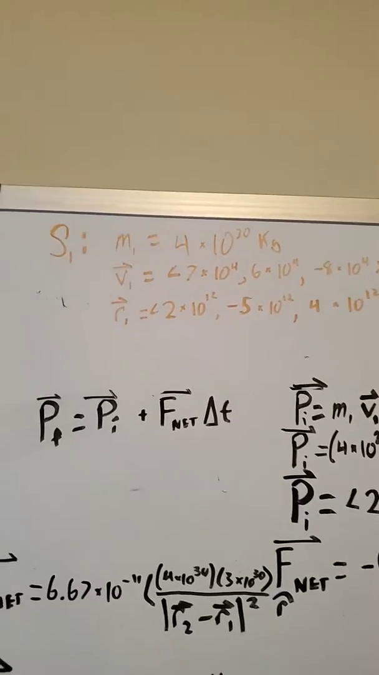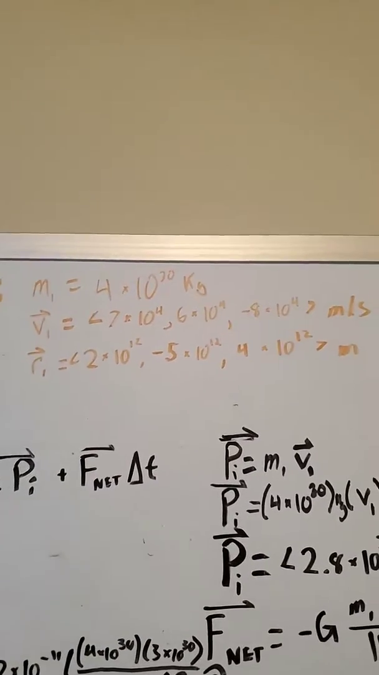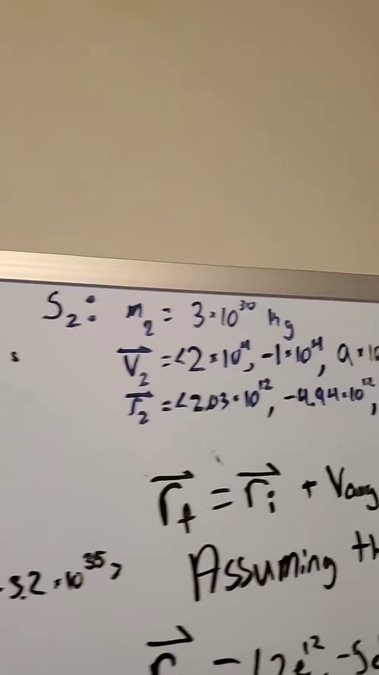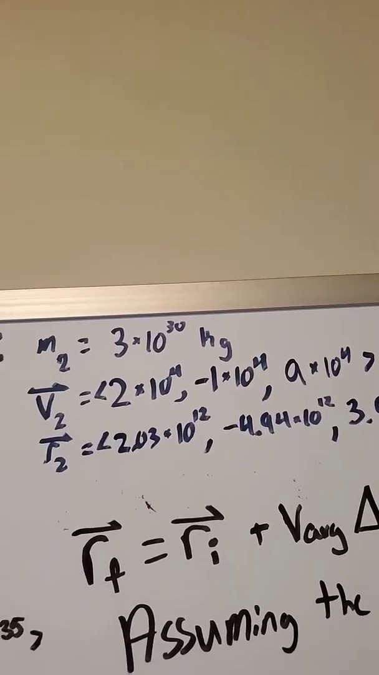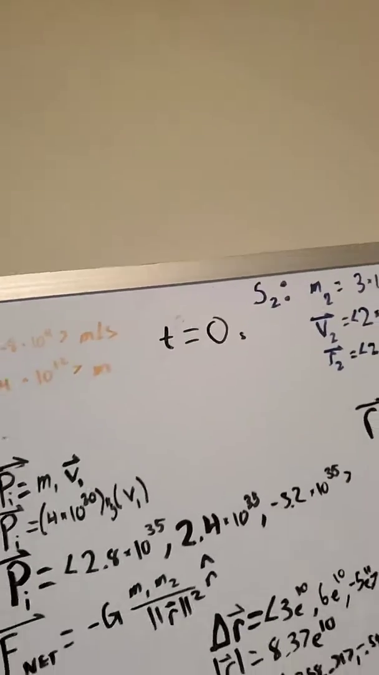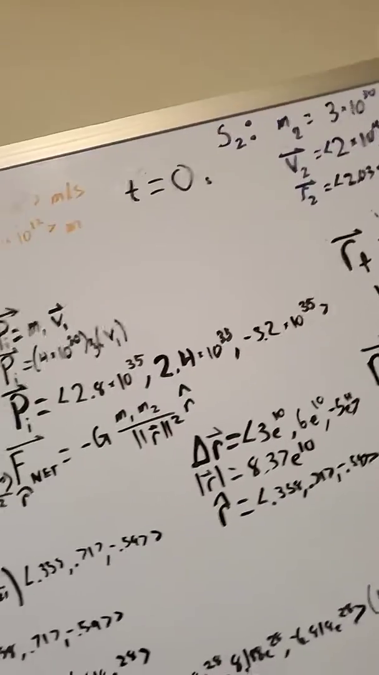acting upon each other. So we have star 1, we have a few variables for it: mass, velocity, and the first position. And we also have star 2, we'll have the mass, velocity, and the initial position. All right. So with the information we were given, we can find multiple things.